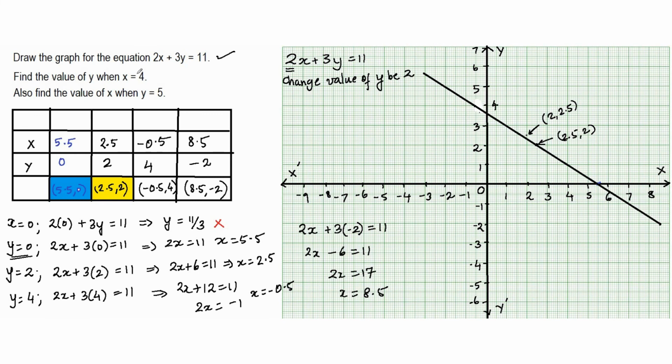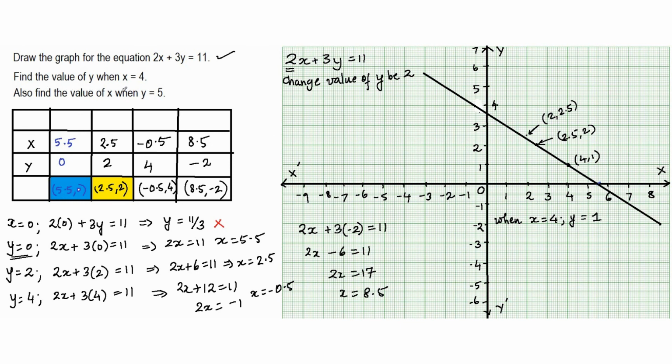Find the value of y when x is equal to 4. We can do that using two methods. First, let us use the graphical method. When x is equal to 4, so x is equal to 4 right over here, right? When x is 4, the value of y is 1. If you notice, the point is 4 comma 1. So when x is equal to 4, the value of y is 1.